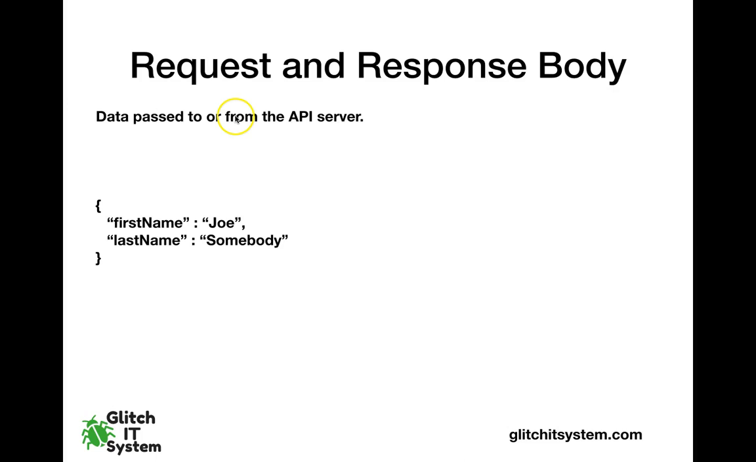So this JSON data can be used by the request, but this is also what you're going to be looking at all the time for the response. So when you do a get, let's say the call is "get me my personal information." The response is going to be your first name is Joe and your last name is somebody. So this is going to be that data. Whenever you're doing a get, as long as it's a valid request and you get a 200, you're going to get some information back.